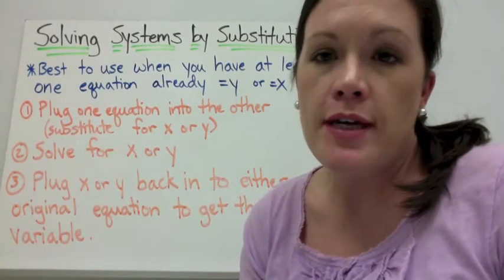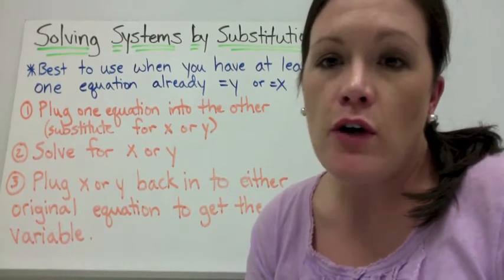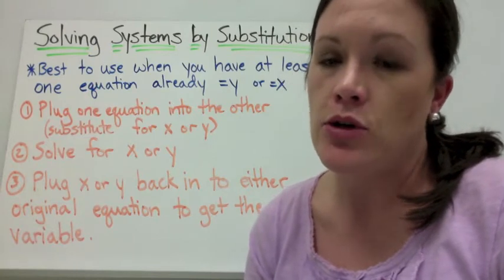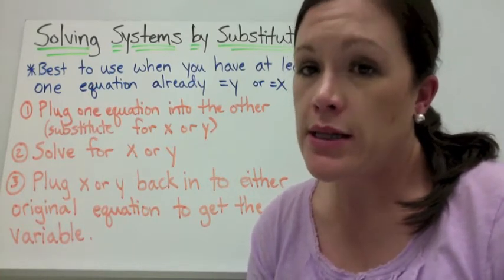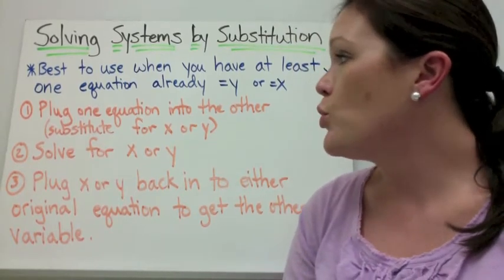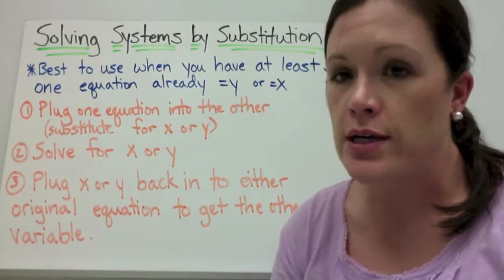Let's talk about solving systems of equations by substitution. These are best solved when you have at least one equation that's already equal to x or already equal to y, or could quickly be solved for x or y. So the steps for these are, number one, you want to plug one equation into the other. So you substitute for x or y.